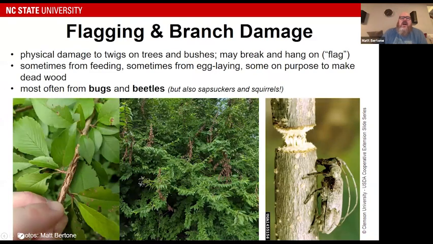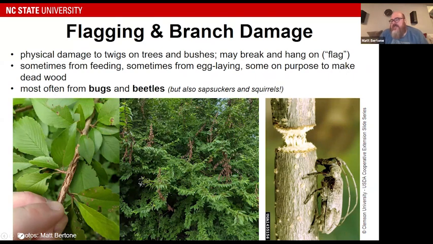And finally, flagging and branch damage. This is actually fairly relevant. We, in fact, just got a sample in the lab of a blueberry that had cicada damage on it. This is physical damage to twigs on trees and bushes, and they may break and hang on, looking like flags, like that center photo. Sometimes this is from feeding, sometimes from egg laying, and some on purpose to make dead wood.